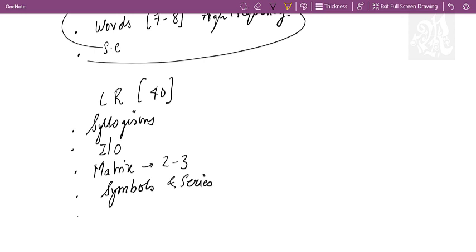Expect a whole lot of caselets in this. You can have at least 2 to 3 caselets, each of them having around 3 to 4 questions. So I think that should be great. LR has 40 questions. Try to solve at least 25 questions in this.